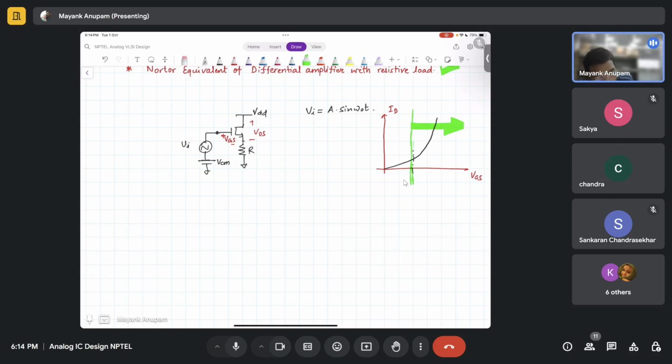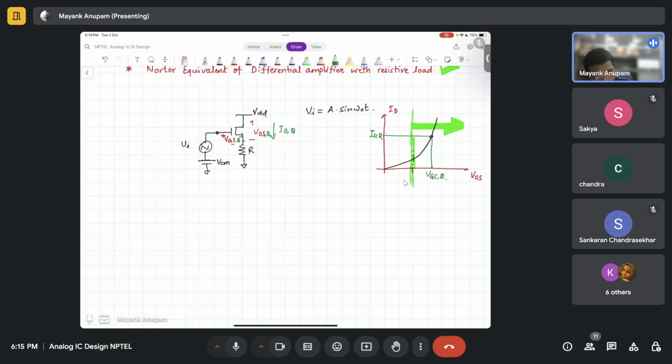So here it is square law, fine, and let's say our device was biased somewhere in here, this place. So this is, let's say, your VGSQ, and this is IDQ. VDSQ comes after that.